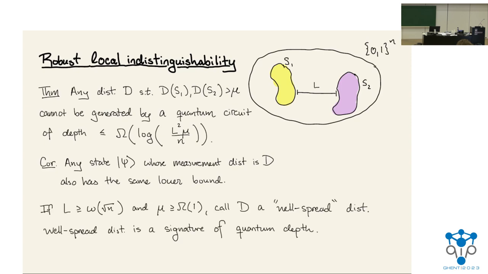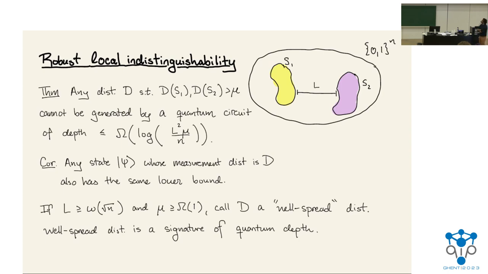And so let's say that L is bigger than square root N and mu is some constant. Then let's call this distribution well spread. And what we have is that well spread distributions are a signature of quantum depth. So whenever you have a quantum state and you can prove that measuring it induces a well spread distribution, you have certainly proved that that state has high circuit complexity.